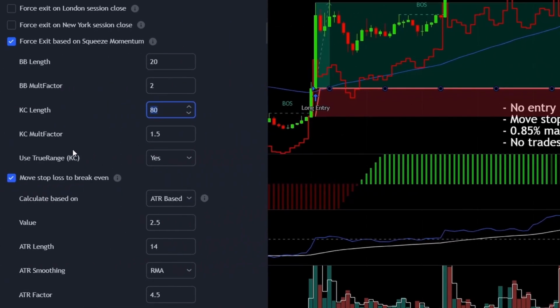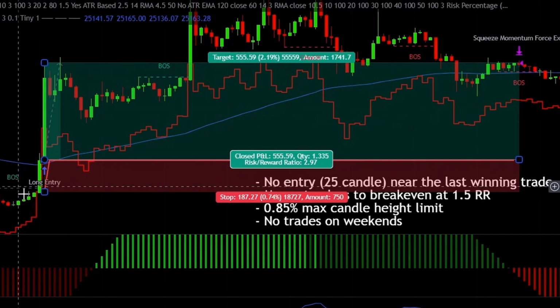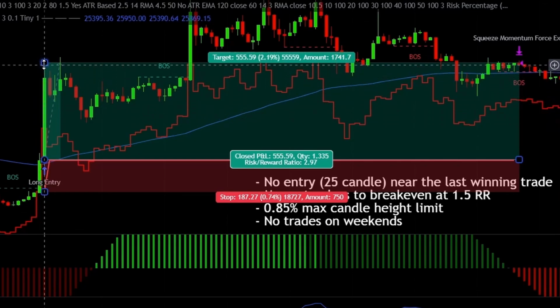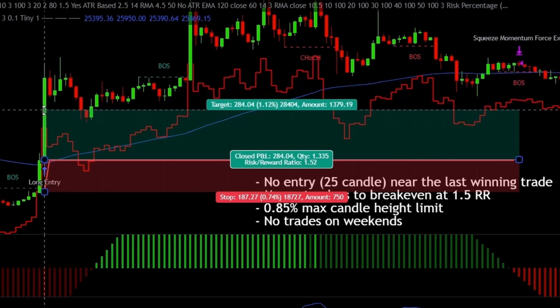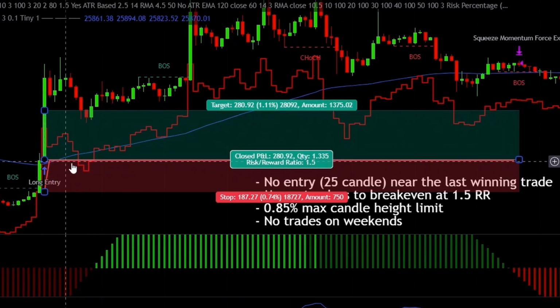Next, we allowed a move stop loss to break-even function. We set it to ATR based. It uses the same 14 length RMA smoothed ATR as the stop loss, and the ATR multiplier is set to 4.5. As our stop loss is set to a 3 times ATR distance, and our move stop loss to break-even value is a 4.5 ATR distance, that means when we get a 1.5 risk to reward ratio, we reach the 4.5 ATR distance. So after the close of this candle, the stop loss has moved to a break-even level.